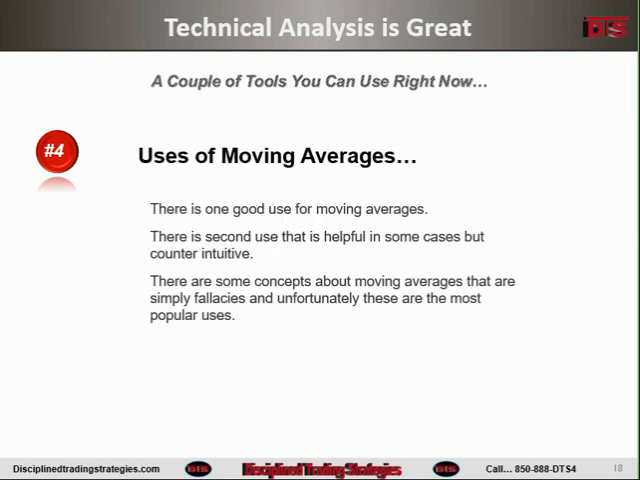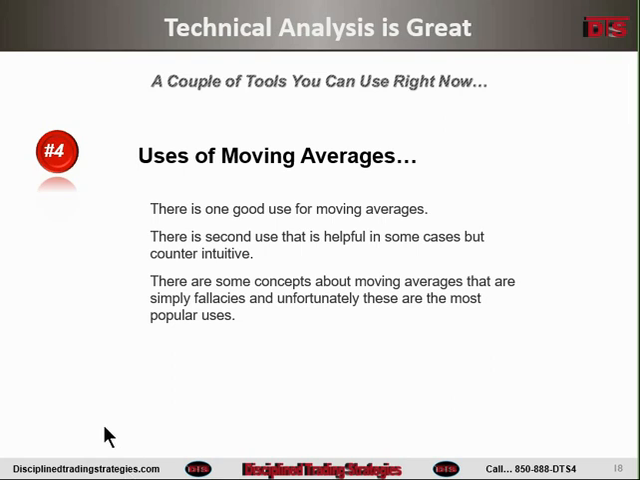All right, so number 4 we're on here. That was 1, 2, and 3. Number 4, the uses of moving averages. There is one good use for moving averages. There is a second use that is helpful in some cases, but is counterintuitive. And there are some concepts about moving averages that are simply fallacies. And unfortunately, some of these are the most popular uses.